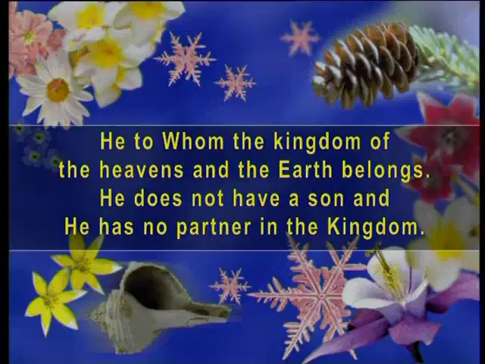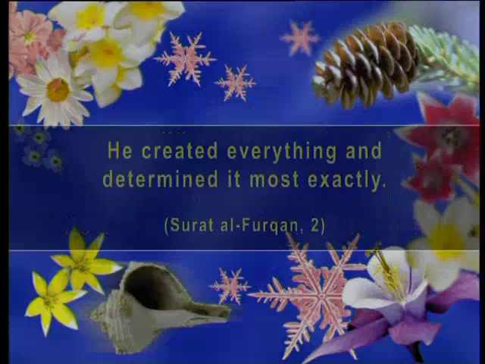This beauty and flawless form is the work of an omniscient God, as is revealed in the Quran. He to whom the kingdom of the heavens and the earth belongs, he does not have a son, and he has no partner in the kingdom. He created everything and determined it most exactly.